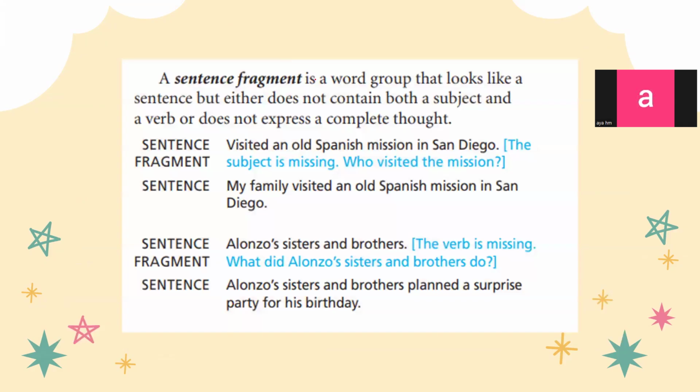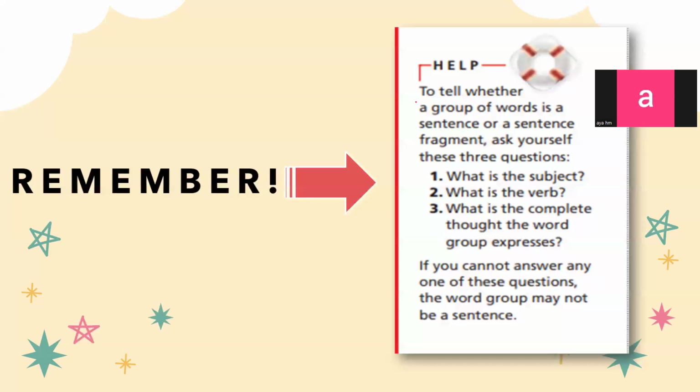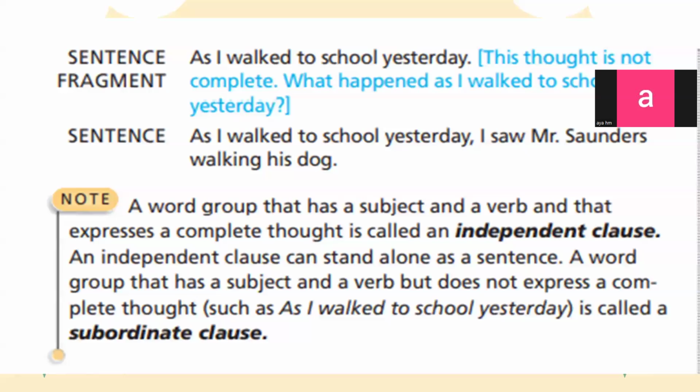A sentence fragment. What is a sentence fragment? It is a word group that looks like a sentence, but either does not contain both subject and a verb, or does not express a complete thought. And remember, to tell whether a group of words is a sentence or a sentence fragment, ask yourself these three questions. What is the subject? What is the verb? And what complete thought does the word group express? If you cannot answer any one of these questions, the word group may not be a sentence. It would be a sentence fragment.